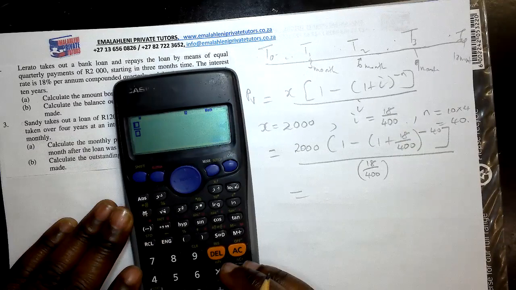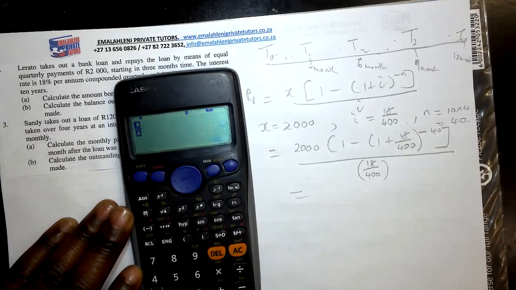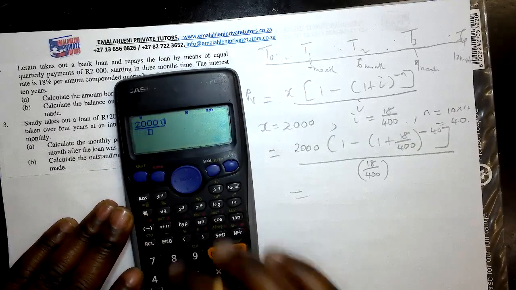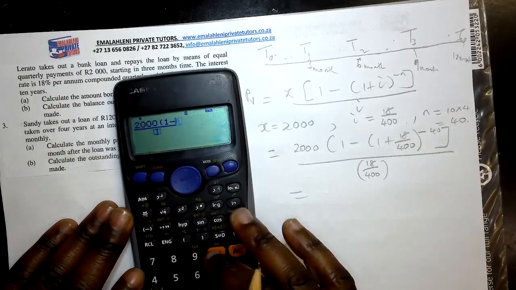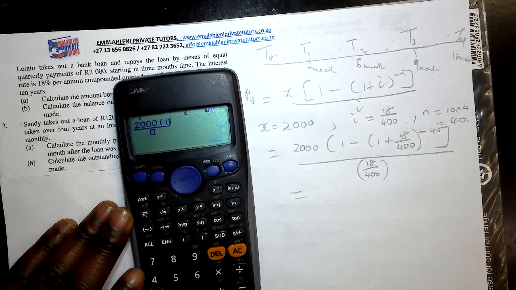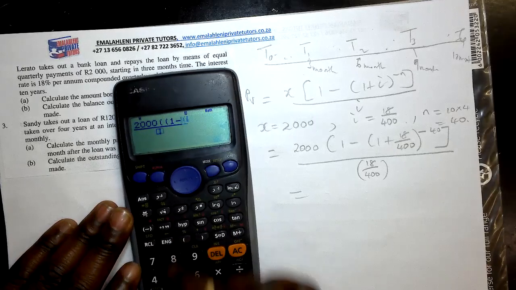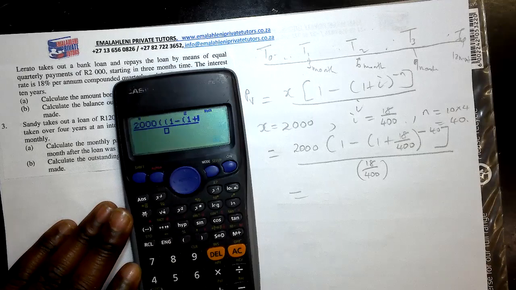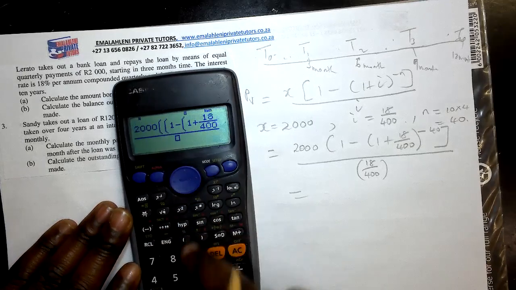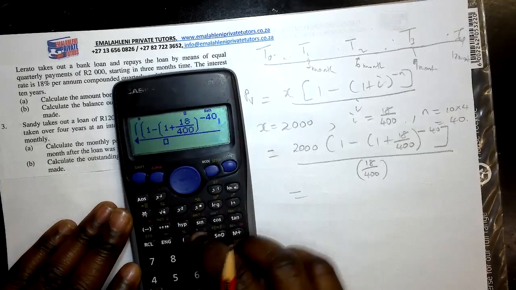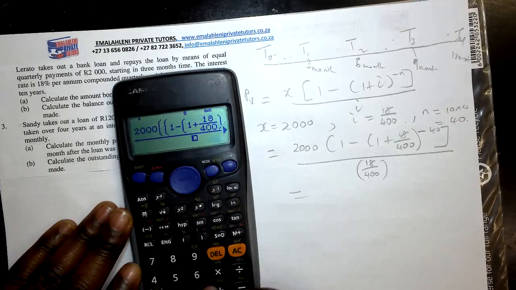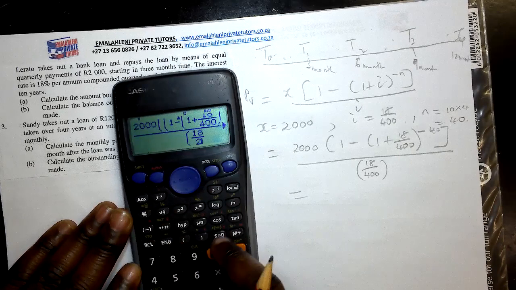Let's punch the calculator together. You must also punch because I might make a mistake here, okay? Some of the things I might make a mistake, please don't take it personally. But I try my best not to make mistakes because I encourage you not to make mistakes. So that's what you need to understand. Now let's have that 18 over 400.